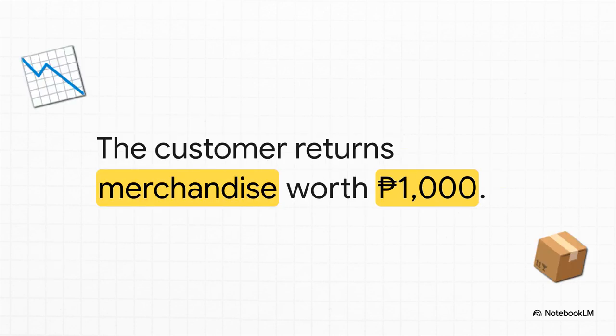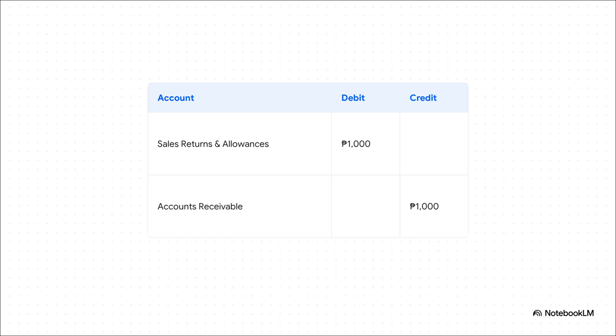But of course, things happen. Let's say the customer wasn't totally happy and they send back 1,000 pesos worth of the stuff. This is one of our deductions. So what do we do? We basically hit undo. We credit accounts receivable to lower what that customer owes us. The debit goes to a special account, sales returns, which is a contra revenue account. Basically, it just tracks how much of your sales are being sent back. Your AR balance just went down.